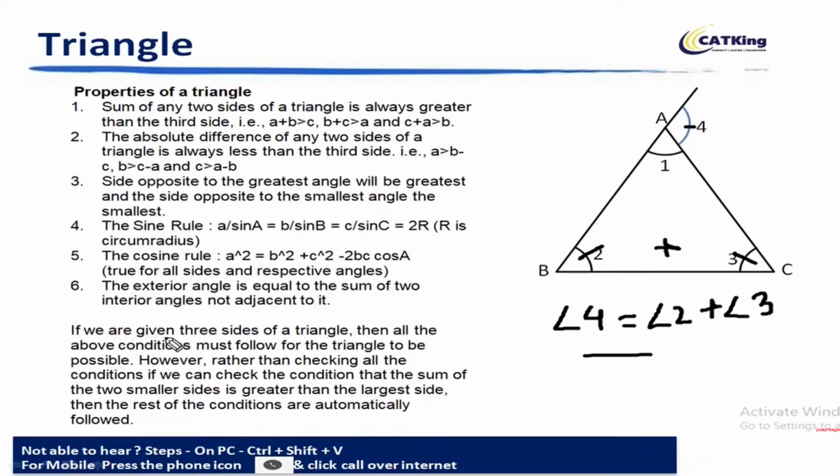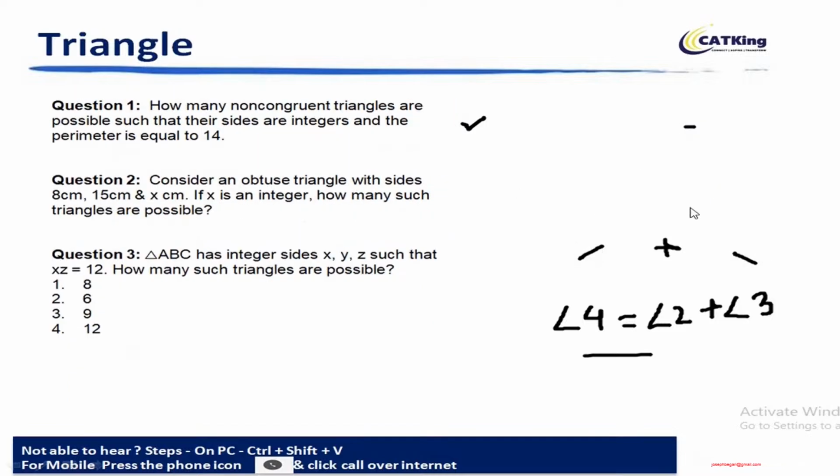So if we are given three sides of a triangle, then all the above conditions must be followed for the triangle to be possible. However, rather than checking all the conditions, even if we check any one of them, most preferably if the first property is satisfied, then the triangle is a possible one, and we need not check every other property, right? So let's look at some questions based on these properties.